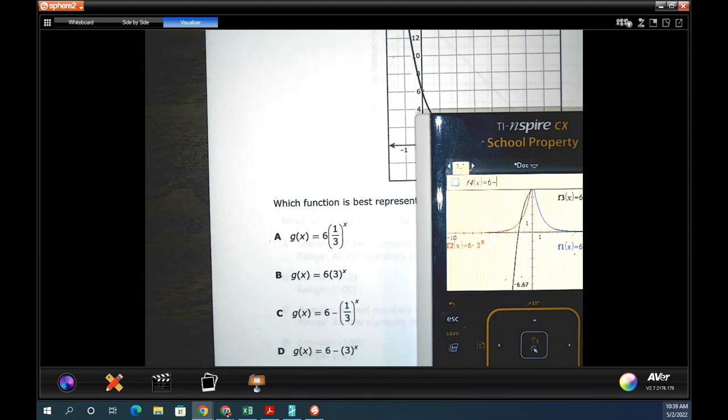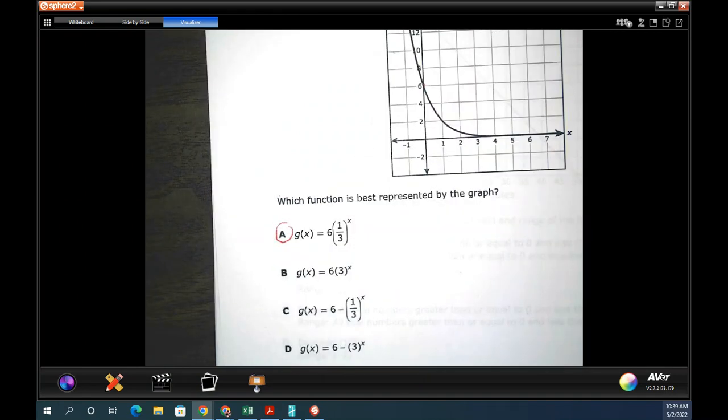6 minus parentheses 3, close parentheses, rooftop X. What's the answer? A, the one in red. The one in red. Okay, so that's how you can do exponentials on there. That's number 9.